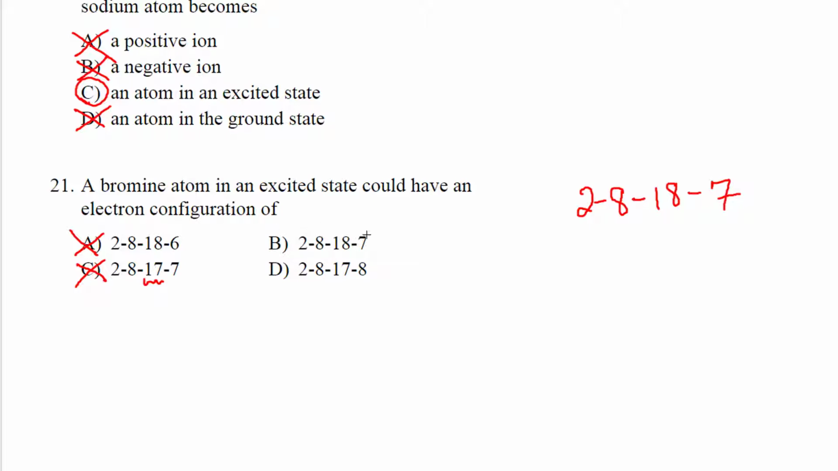Let's look at choice B, 2-8-18-7. Well, that matches the ground state, so that cannot be the answer. And choice D, we have 2-8-17-8. This is going to be the winner because we have that third shell that is not yet full, but we have electrons up there in the fourth shell. And if you do your number check, 2 plus 8 is 10, 17 plus 8 is 25. Together that gives you 35. That means we have not lost any electrons, so everything is looking good for choice D.